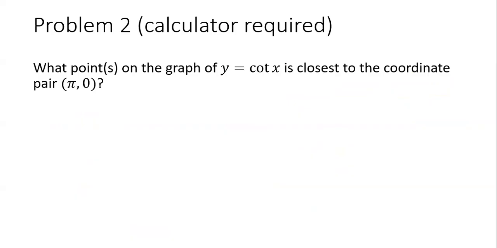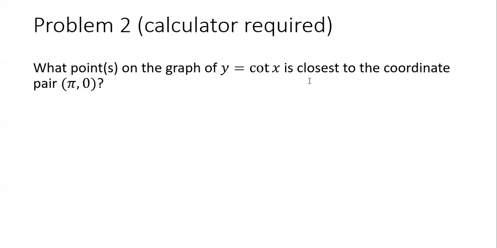So number 2, a calculator is for sure required for this one. What point or points on the graph of y equals cotangent x is closest to the coordinate pair pi comma 0? So go ahead and try this one. Okay, so what are we trying to maximize or minimize? It's asking for closest. So we're trying to minimize distance.